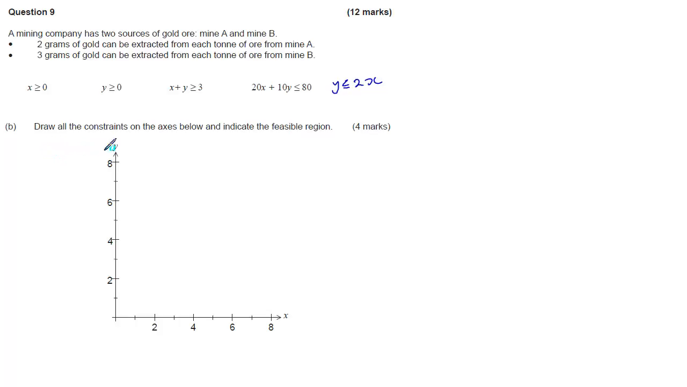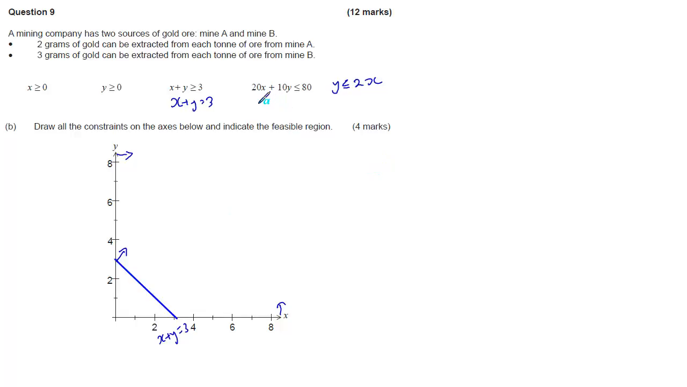We now want to draw all of the constraints on the axes below and indicate the feasible region. So we know that we need to be this side of the y-axis and this side of the x-axis. The bounding line here is x plus y equals 3. So let's draw that one on. x plus y equals 3 would be here. We should label it really. So x plus y equals 3. And that's a greater than or equal to, so we need to be this side.